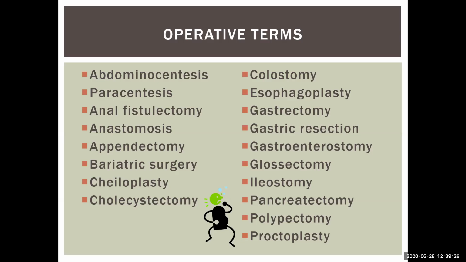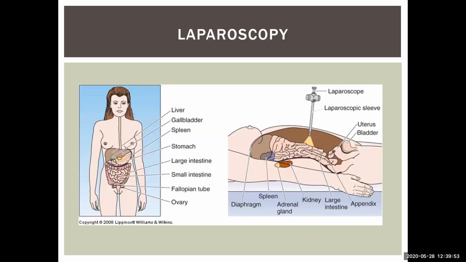Glossectomy is excision of all or part of the tongue, which we see a lot with mouth cancers from tobacco. Ileostomy is where we're going to create an opening in the ileum versus the colon. And then pancreatectomy would be excision of the pancreas, and polypectomy would be excision of polyps, and proctoplasty, repair of the anus and rectum.